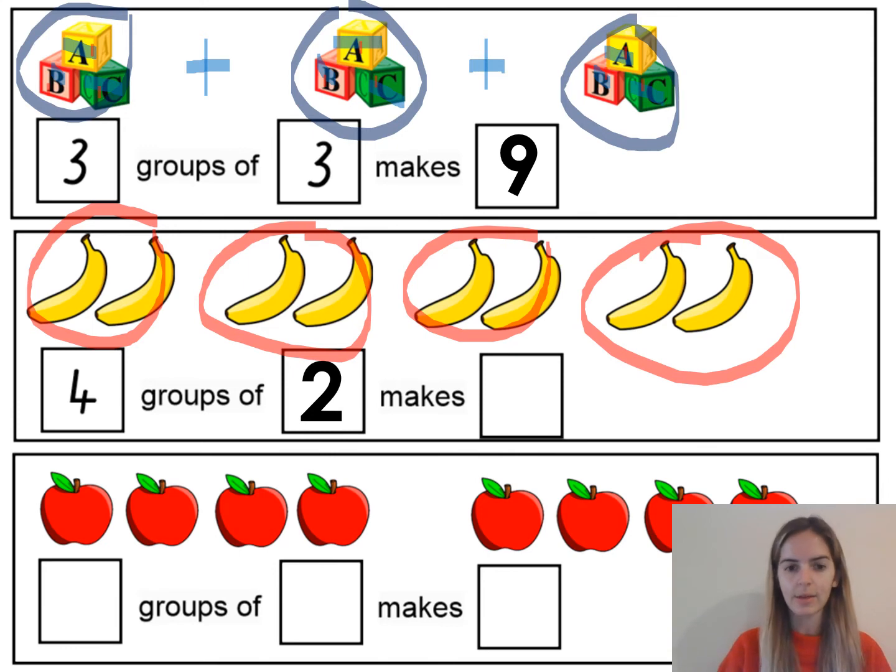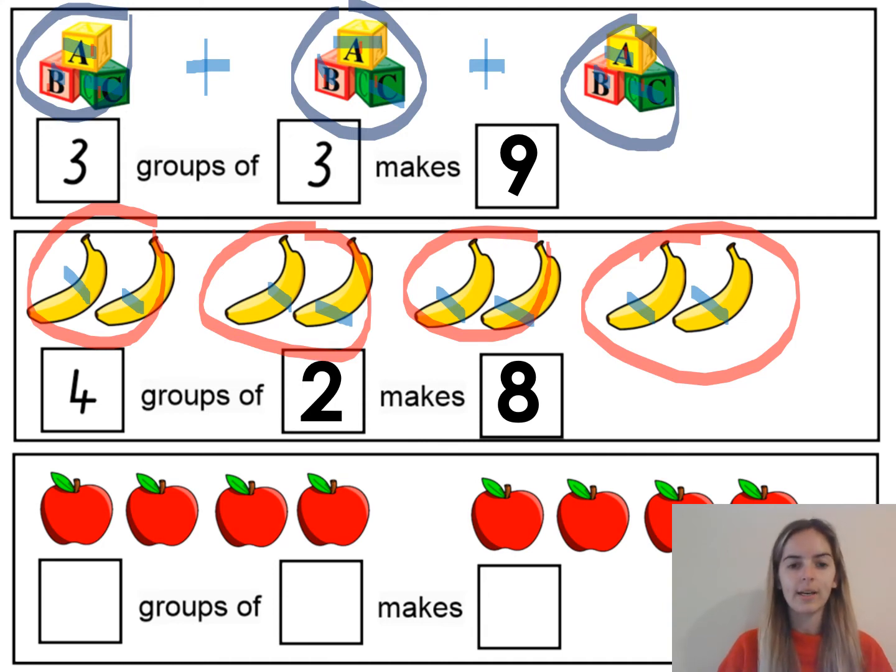makes, now let's add them all together. 1, 2, 3, 4, 5, 6, 7, 8. Altogether we have 8 bananas. 4 groups of 2 makes 8.